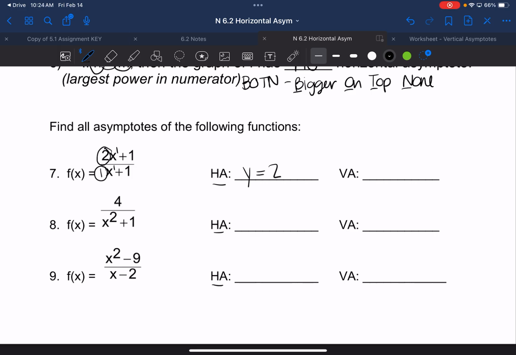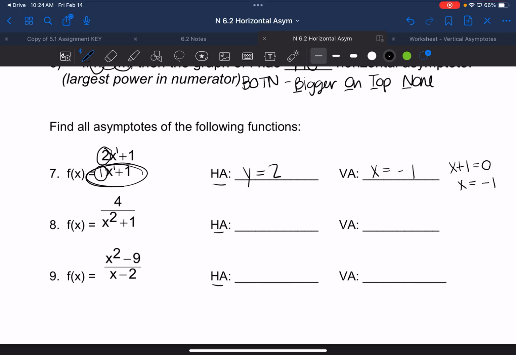All right. Now, vertical asymptote. Remember from 6.1, your vertical asymptote comes from the denominator, right? So this is x plus 1. Just like our factors, we set it equal to 0 and solve. So where am I going to have a vertical asymptote? Right. Remember, this is x equals a number because it's a vertical line.